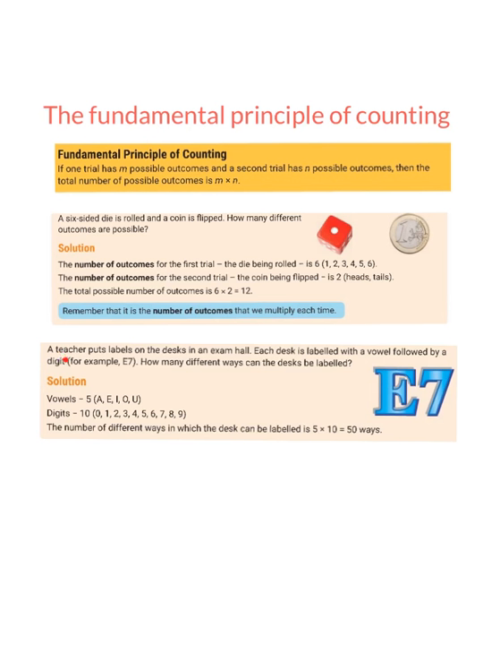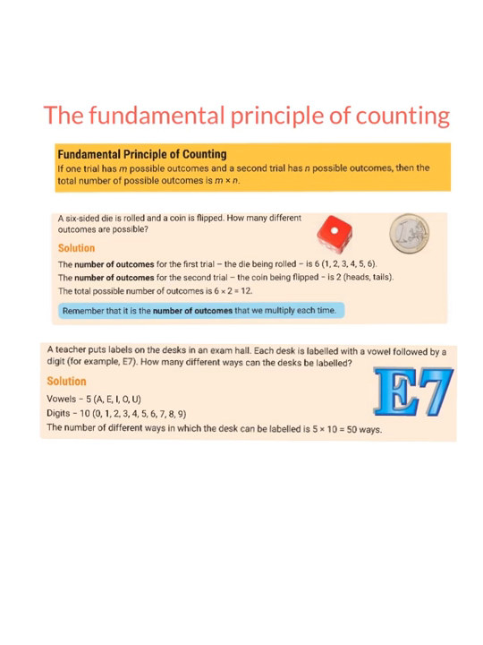So another example here then, it says a teacher puts labels on desks in an exam hall. Each desk is labelled with a vowel followed by a digit. For example, you could get E7. So how many different ways can the desk be labelled? So again, there's 2 trials here. So we'll see what's the outcome for the first one. So the first one is a vowel. So our vowels are A, E, I, O, and U. So there's 5 outcomes. And our digits are 10. Okay, so we can have 0, 1, 2, 3, 4, 5, 6, 7, 8, and 9. So the number of different ways in which the desk can be labelled is 5 by 10, which is 50 ways.